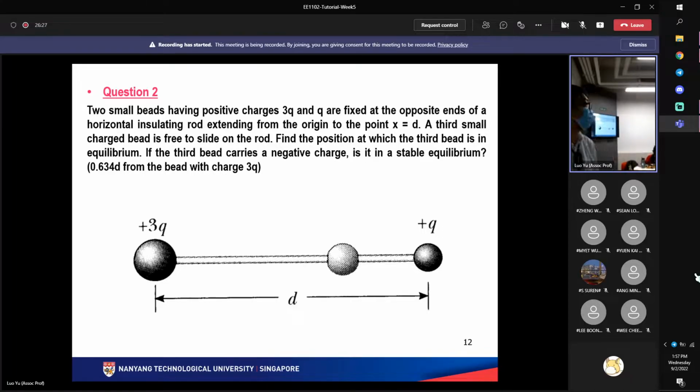Now let's look at question 2. Question 2 is more or less the same. Here we have 2 positive charges, 3Q and 1Q, fixed at opposite ends of an insulating rod. Then I have a third charge which can move freely along this rod.